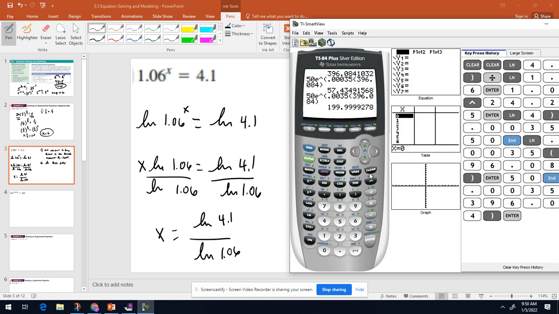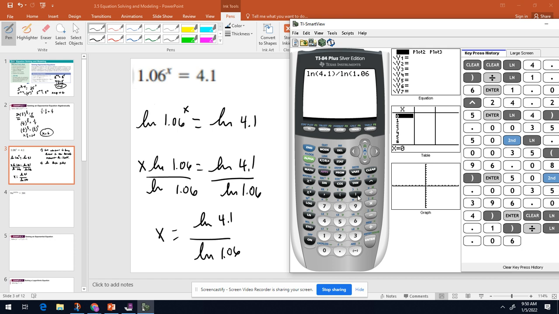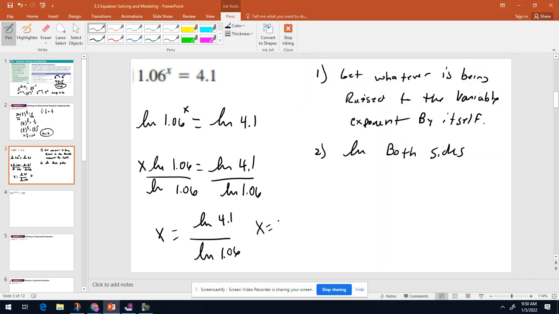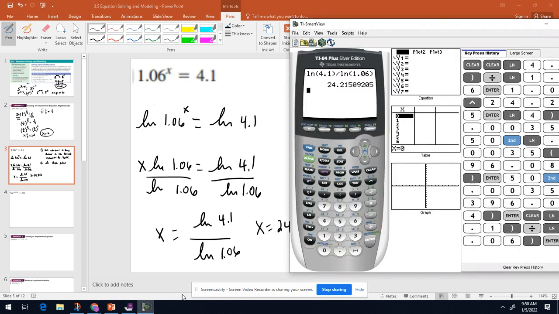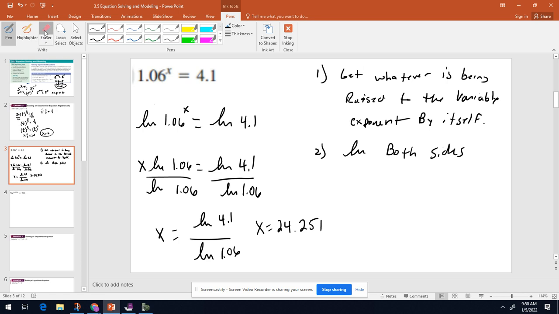I'm going to use my calculator here, and I'm going to go natural log of 4.1. Make sure you use parentheses, close the parentheses, and divide that by the natural log of 1.06. And that gives me x is equal to 24.215. Whoops, I said those digits in the wrong order. Let me switch those two over: 24.215.